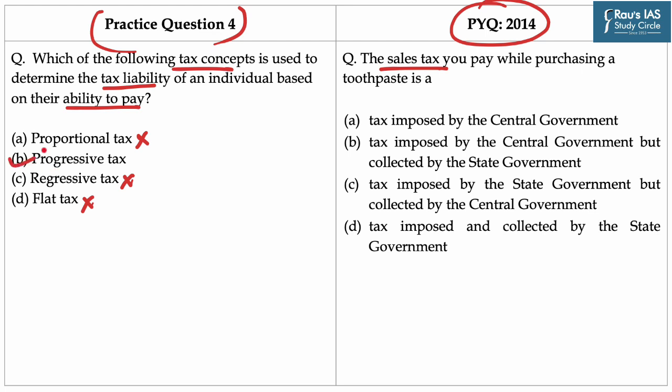Now, the correct option is B, that is progressive tax, which is a tax system in which the tax rate increases as the taxable income or wealth of the individual increases. It is based on the concept of the ability to pay, where individuals with higher incomes or greater wealth are subjected to higher tax rates. This type of tax system aims to achieve a greater degree of income redistribution by placing a larger burden on those who can afford it more. Now, as far as PYQ is concerned, option B is the correct answer.